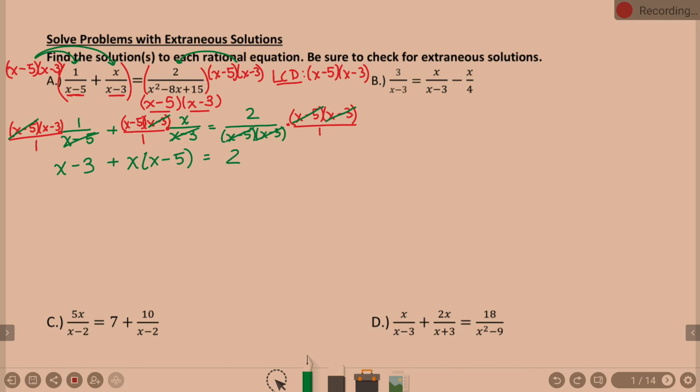We're using steps we know now. What step do you guys think we need to take here? Yeah. You see parentheses, we're going to have to take that x and distribute it. So x minus 3 plus x times x is x squared. x times minus 5 is minus 5x equals 2. Now what?